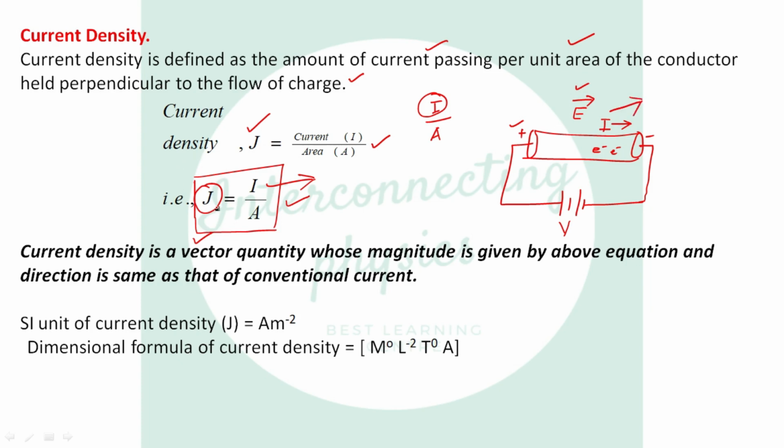So the direction of J is the same as that of conventional current. If I is along this direction, then J will also be in this direction, that is in the direction of the electric field. Now the SI unit of current density is ampere per meter squared, because current is measured in ampere and the SI unit of area is meter squared. The dimension formula is M0 L^-2 T0 A. This is the dimension formula for current density.